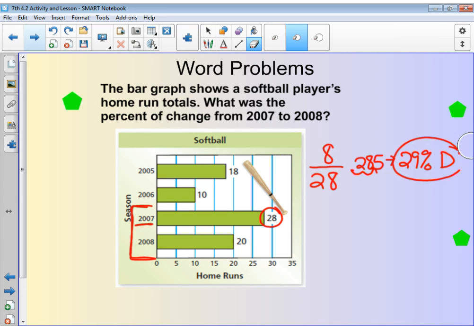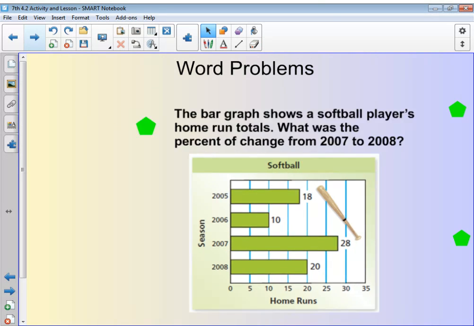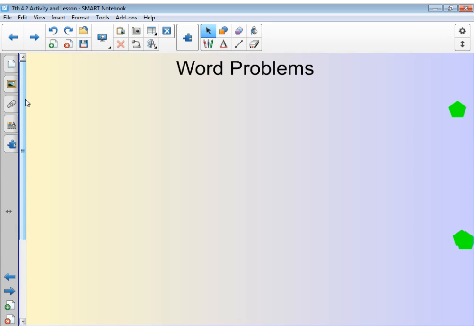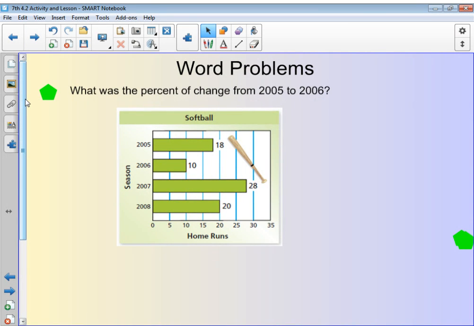Okay, so you guys are going to try this next one on your own. It's the same graph, it's just going to be working with different years. Try this one on your own. So what was the percent change from 2005 to 2006? So go ahead and work that. You can pause your video, work your way through this one. Make sure that you write out your fraction, your decimal, your percent, and whether it was an increase or a decrease.